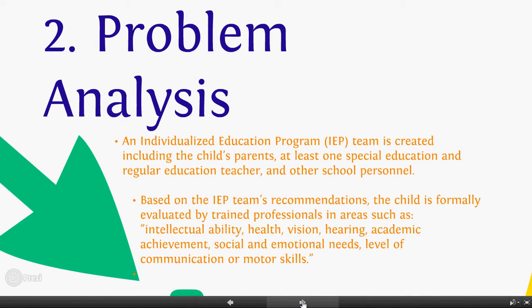Problem analysis. The Individualized Education Program, IEP, team is created, including the child's parents, at least one special education and regular education teacher, and another school person. Based on the IEP team's recommendations, the child is formally evaluated by trained professionals in areas such as intellectual ability, health, vision, hearing, academic achievement, social and emotional needs, level of communication, or motor skills.